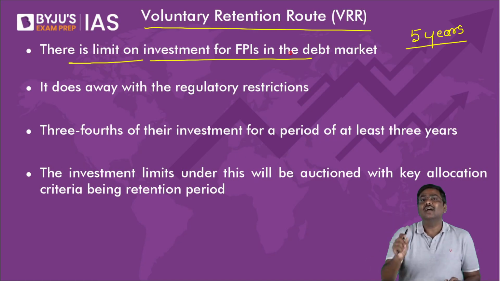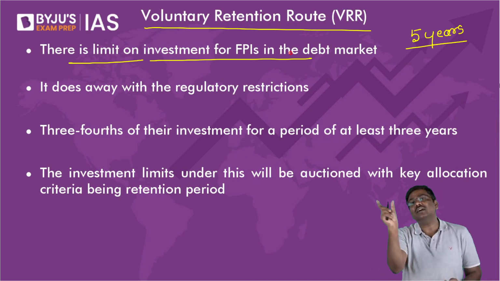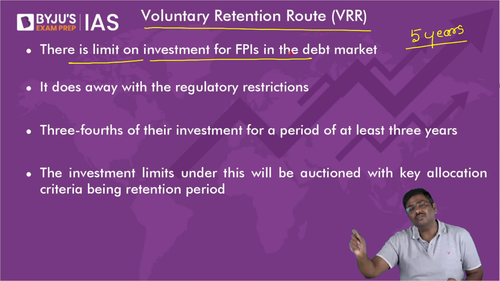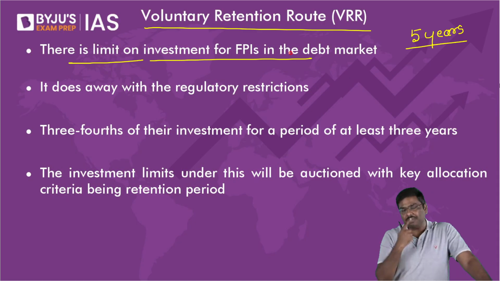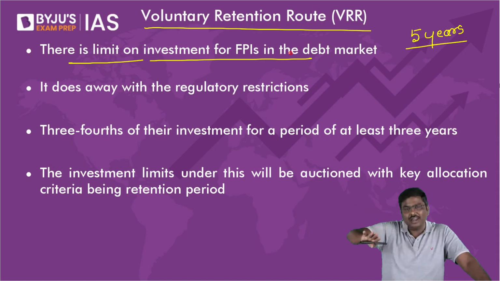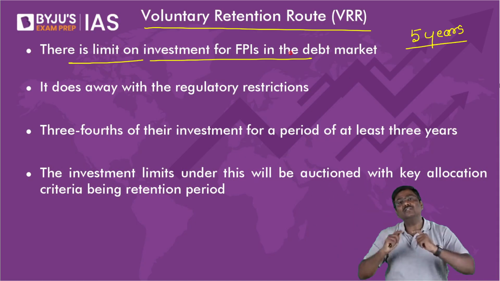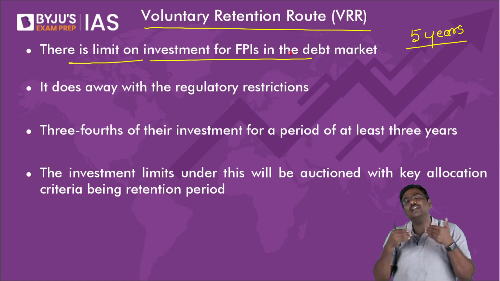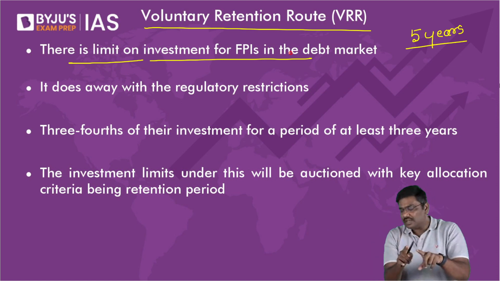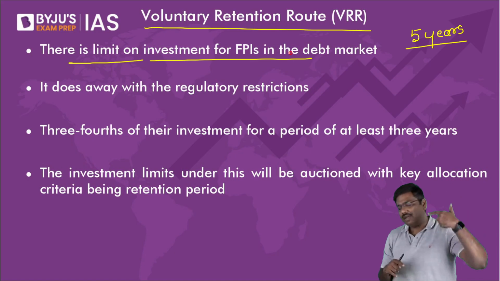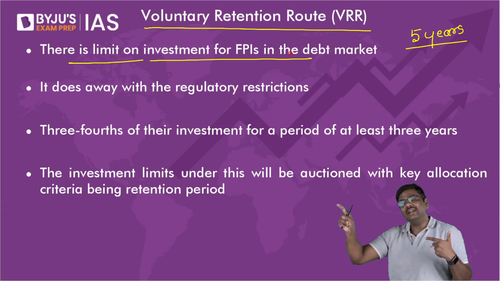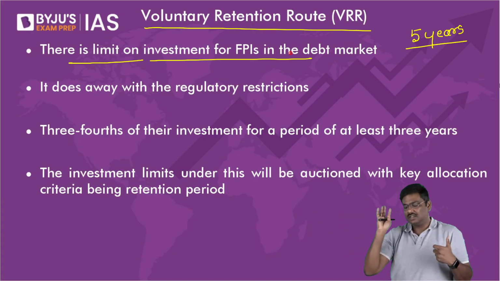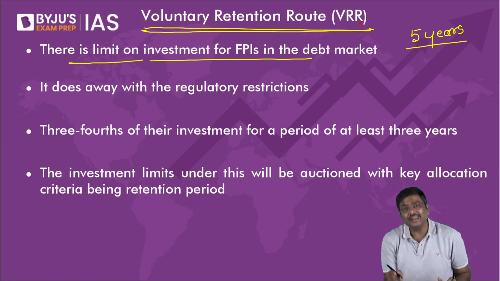These limits will be removed for those foreign investors who are voluntarily guaranteeing to RBI that at least 75% of their investment will remain in India for at least 3 years. Understand the statement. These restrictions, which are uniformly applicable to all foreign investors in the debt market, will be withdrawn only for those investors who voluntarily guarantee to RBI that at least 75% of their investment will remain in India for at least 3 years. This route is called the voluntary retention route.